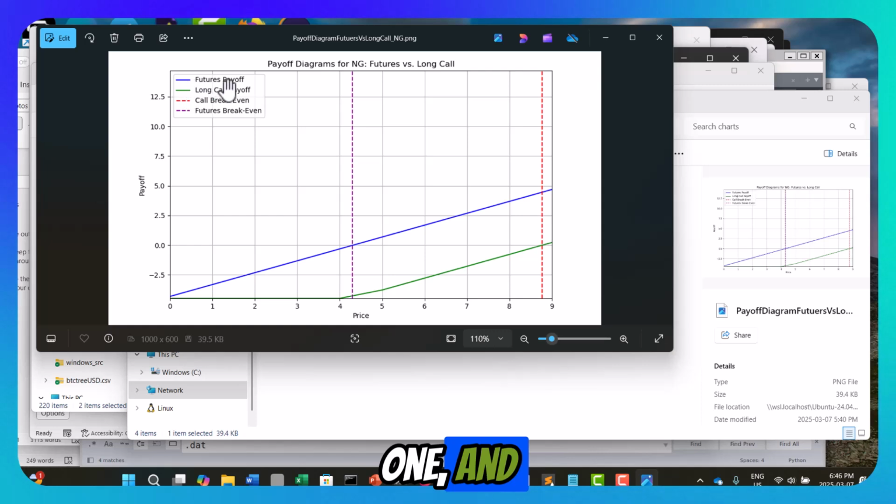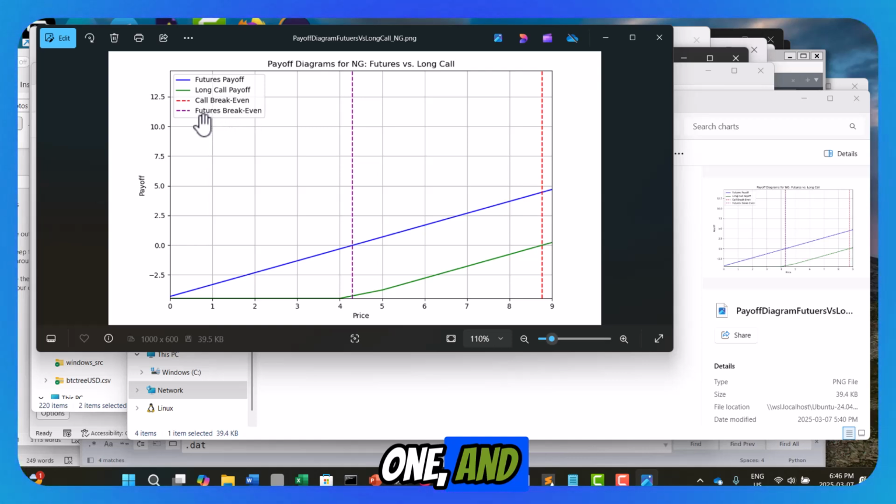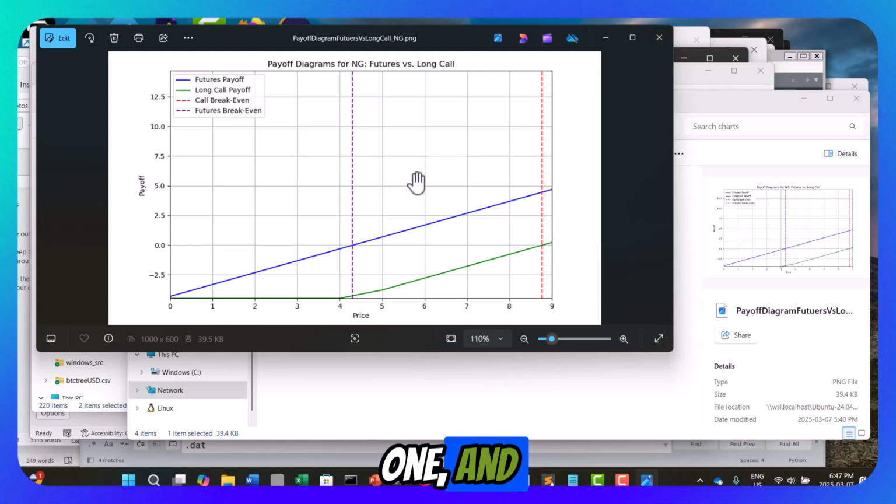So you can see here in the chart, we've got a futures payoff long call, and more importantly, we have the different break-even points for a call break-even and a future break-even as well. Now, prices and all that is just matplotlib, nothing fancy. I can get the accurate output of what these break-even points are, and anything above those break-evens will relate to profit.